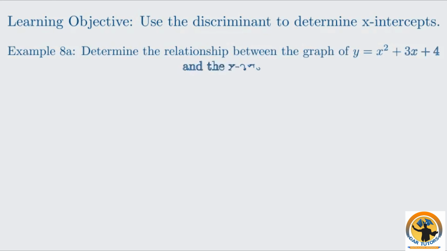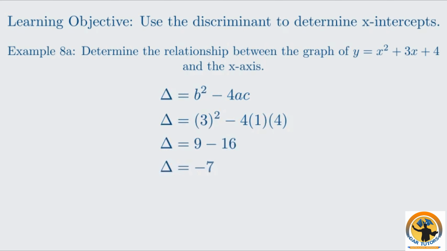Consider the function y equals x squared plus 3x plus 4. Our first step is to identify a, b, and c. Here a equals 1, b equals 3, and c equals 4. The next step is to calculate the discriminant. The discriminant, delta, is b squared minus 4ac. Substituting our values, we get delta equals 3 squared minus 4 times 1 times 4. This is 9 minus 16, which equals negative 7.